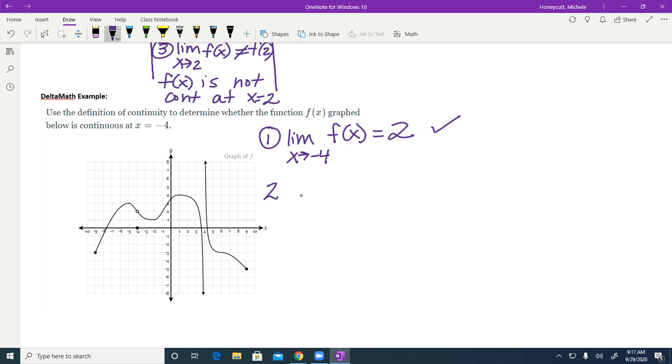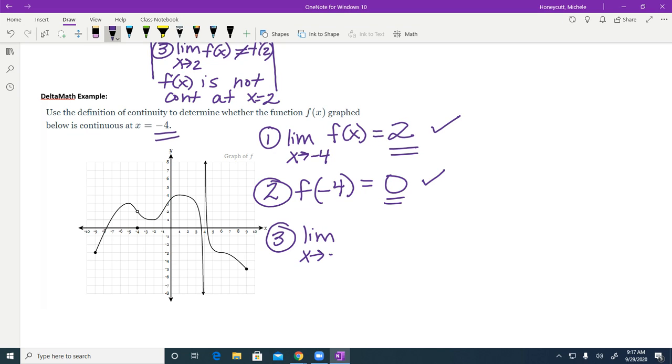Check. Condition number 2, now I have to figure out what is the value of the function at x equals negative 4. So what is f of negative 4? Well, at negative 4, the y value is 0. That exists. That condition is met. The third condition is, are these two numbers the same? Is the limit as x approaches negative 4 of f of x the same as f of negative 4? Is that the same?